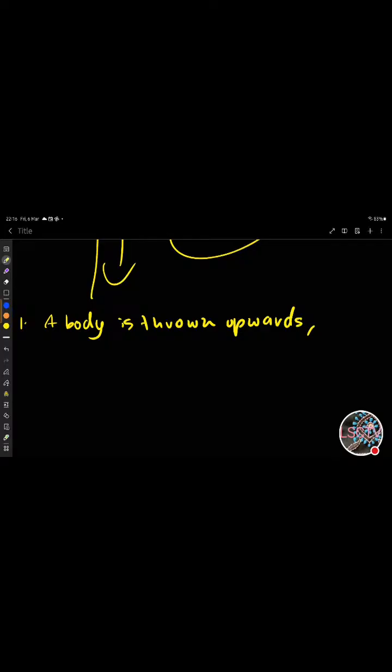So a body is thrown upwards at a velocity of 12 meter per second. Acceleration is equal to 10 meter per second square, of course the g constant, sorry, gravity.